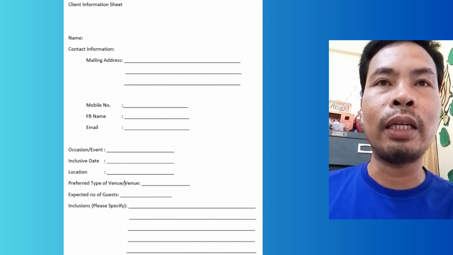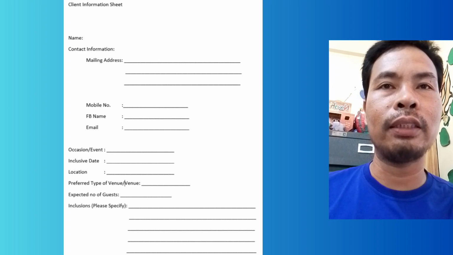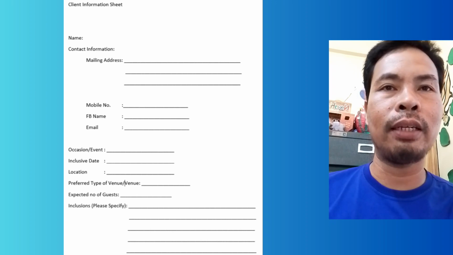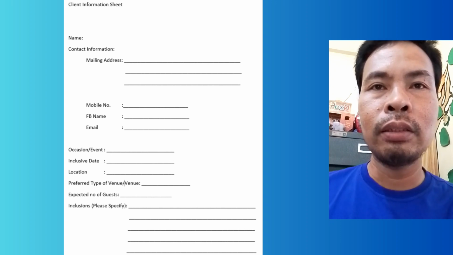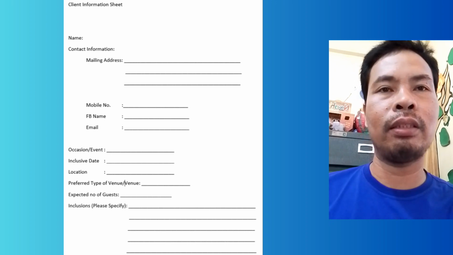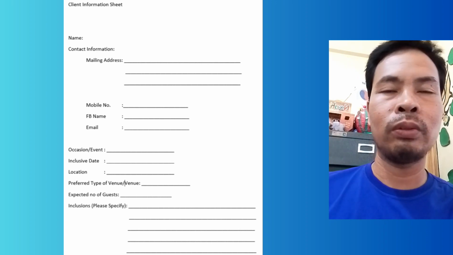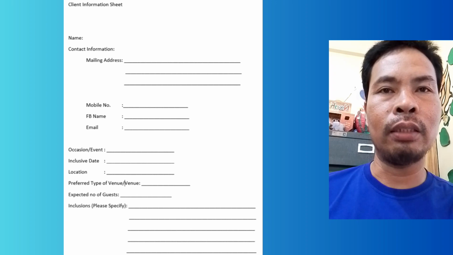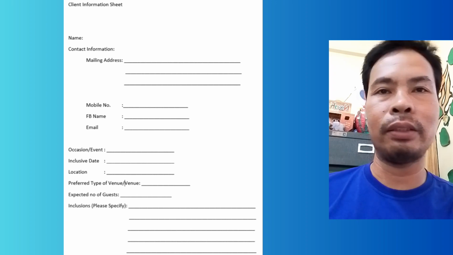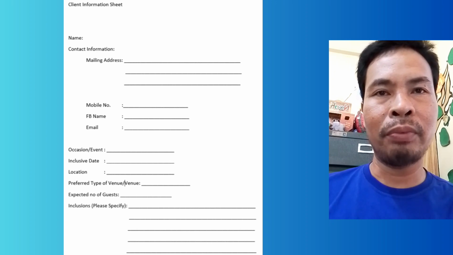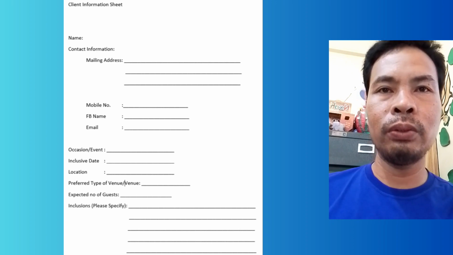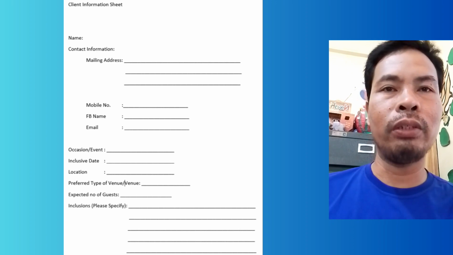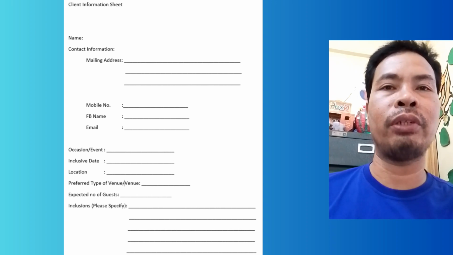And this is the sample client information sheet. It should consist of the client's name, contact information, which includes the mailing address, the mobile number, FB name, and email. Then what type of event yang gustong ipaplano or ipa-handle, the inclusive date or the date itself, the location, preferred type of venue or venues. Then in this way, you already know the preference of your client.